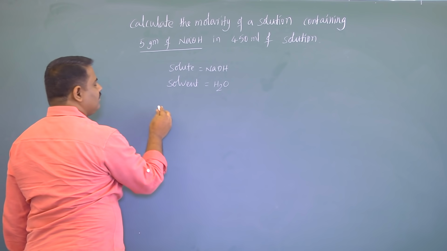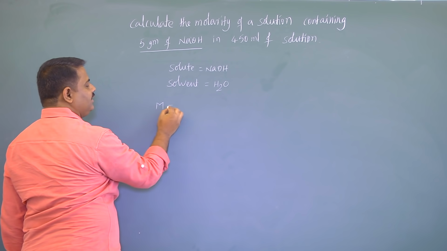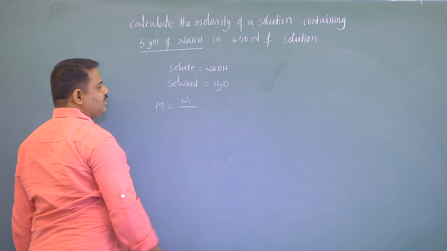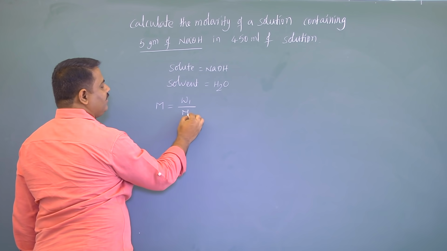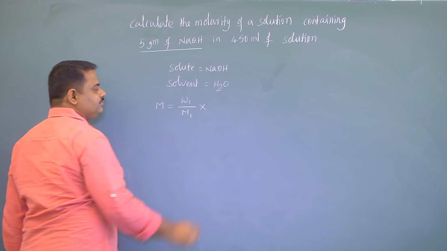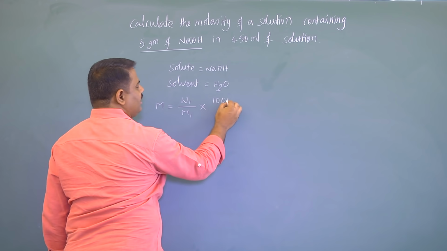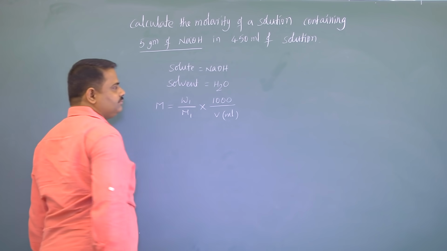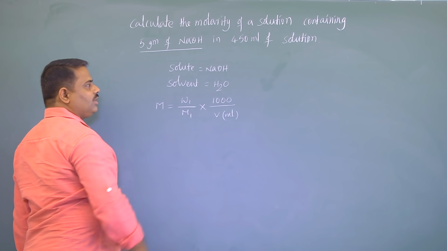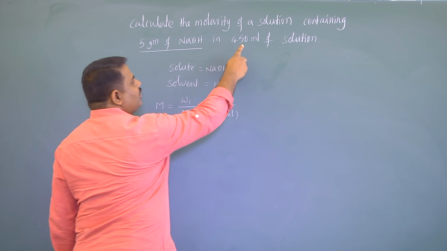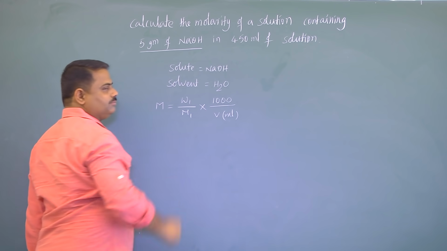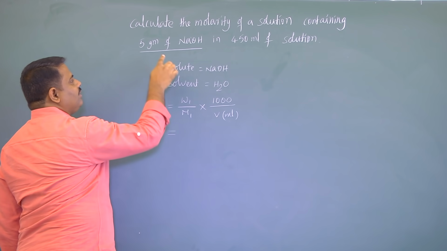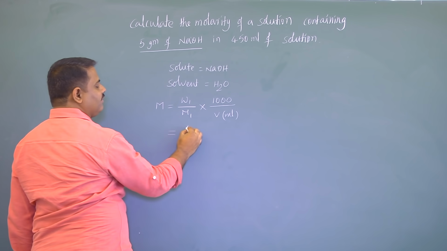Now here the formula of molarity is equal to weight of solute by molecular weight of solute into 1000 divided by volume of solution in milliliters. Why are we taking this formula? Here volume is given in milliliters. Now here, what is the weight of sodium hydroxide given? 5 grams.